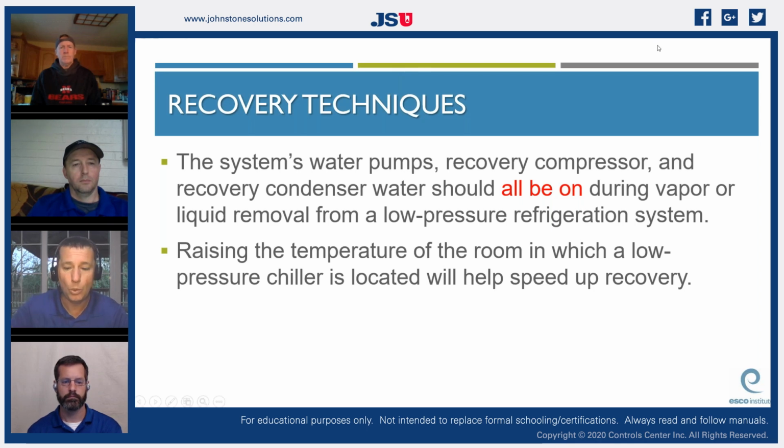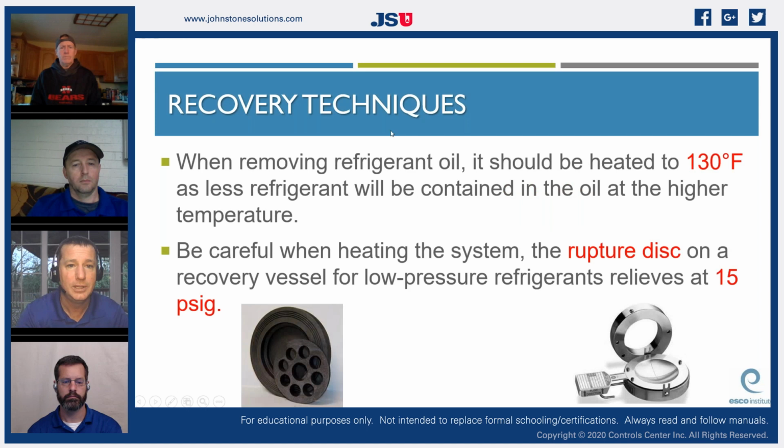Just have, you know, wall heaters just to warm up that space, just to make that recovery go a little bit faster. One of the keys of doing that is when removing refrigerant oil, it should be heated to 130 degrees as less refrigerant will be contained in the oil at those higher temperatures. So a lot of them actually around the compressor will have heating blankets or heaters that are used to warm up that compressor to make sure that we can boil off our refrigerant out of our oil before we pull the oil out. Last thing we want to do is pull out 50 gallons of oil out of this great big system just to find that those 50 gallons of oil has got 30 pounds of refrigerant still trapped inside of it.